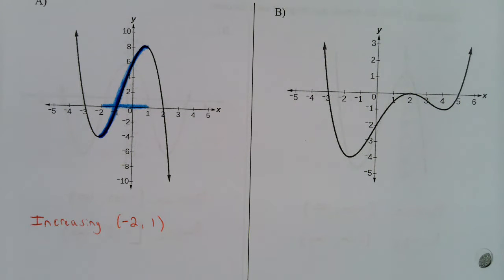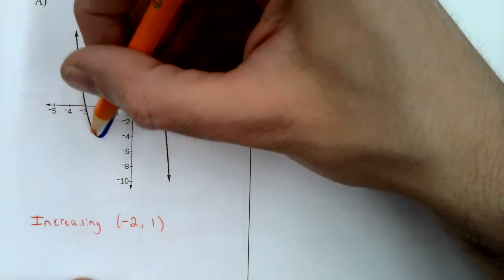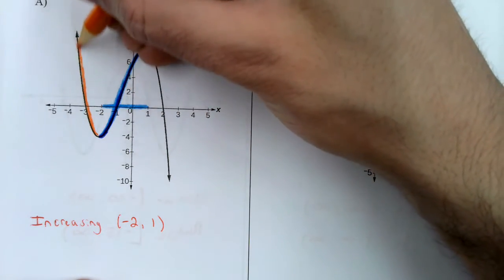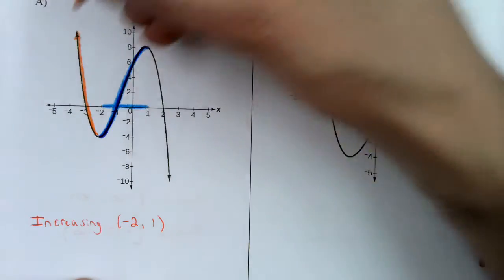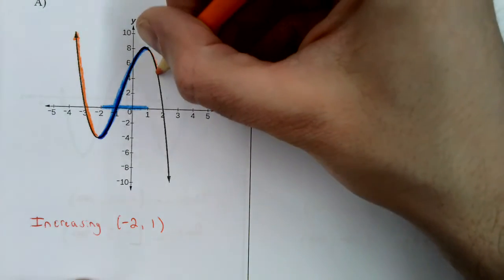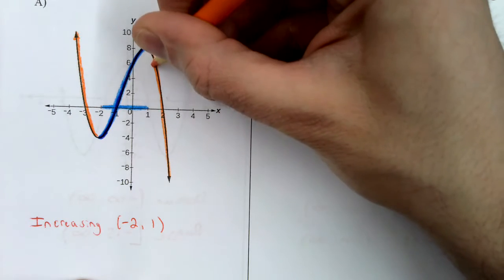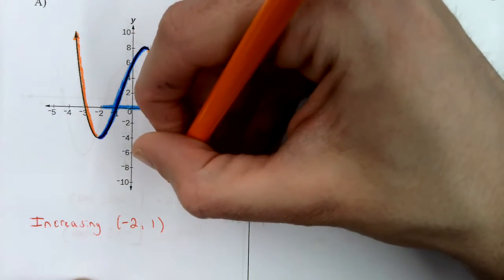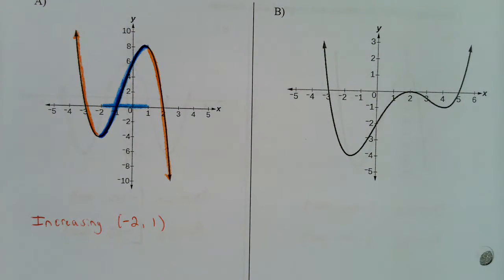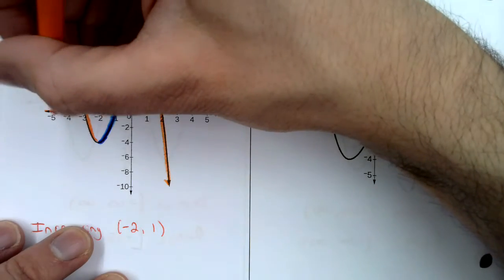It's decreasing everywhere else. Let me do that also. I'll do that in orange. Okay. This is where it's decreasing. Also over here. So let me color in those x values in orange.